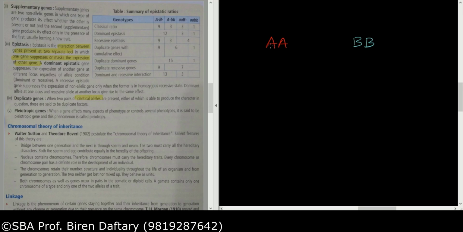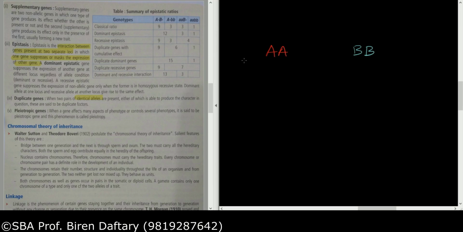Capital A, capital A are identical alleles because both of them are the same. And if you see over here capital B, capital B, then again both are same, so they are identical. If I write capital A, small a, then these are not identical, these are different. So I hope you get the difference between identical alleles and non-identical alleles.